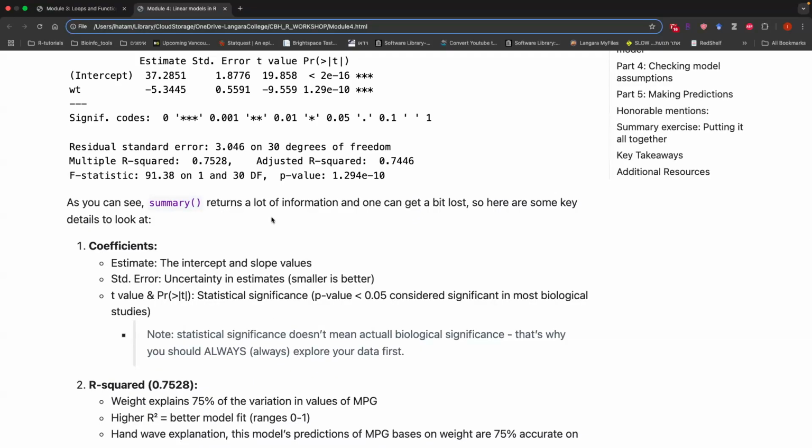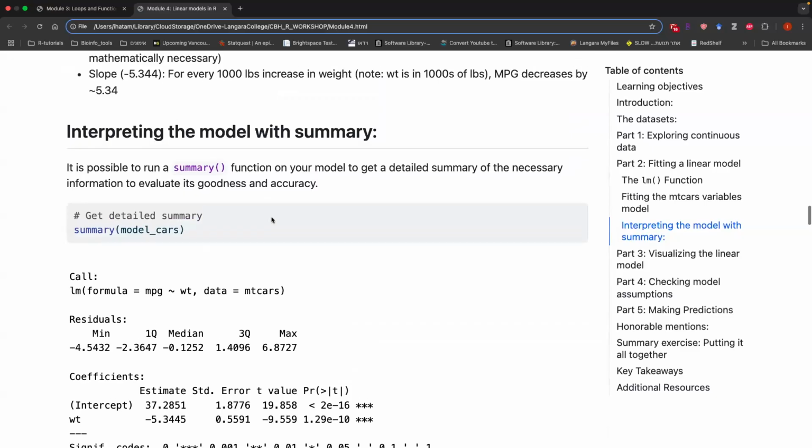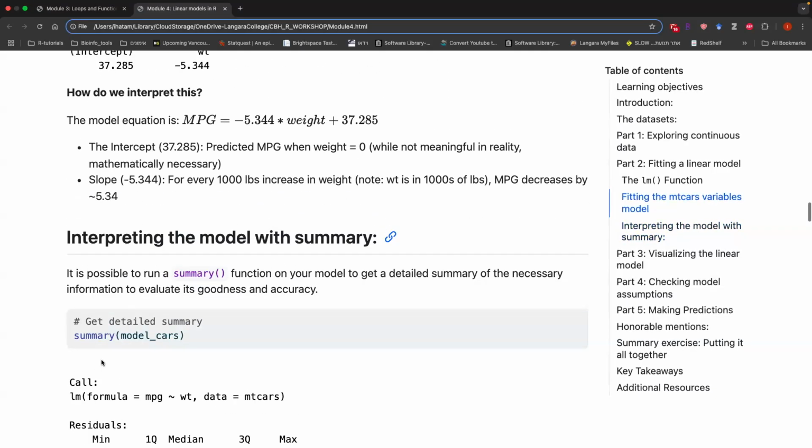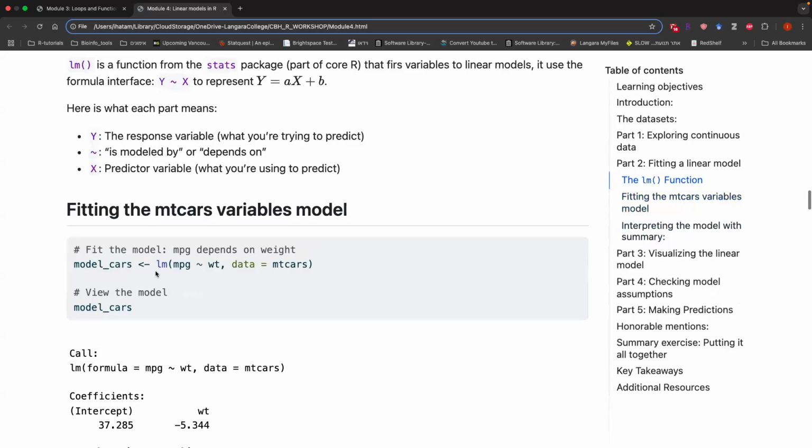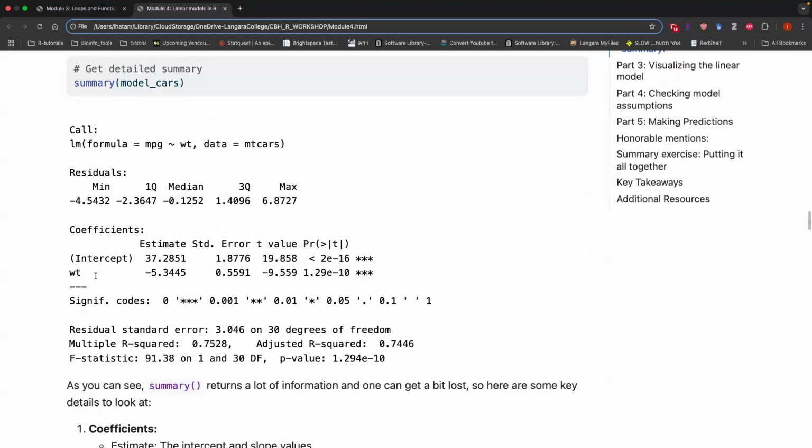Can you get all the information from summary? You run summary on the object that you ran LM on. That's a great question. Look at what we're running summary on: we're running it on model cars. So you're running summary on your model. You ran LM, you got the model, and now you're summarizing the information in your model. Make sense? Great question.